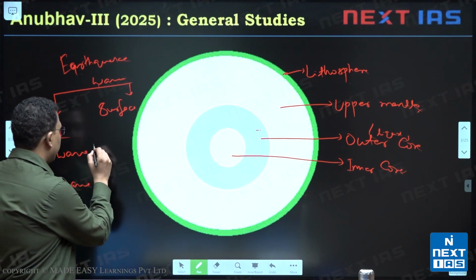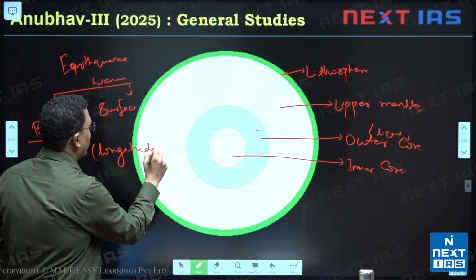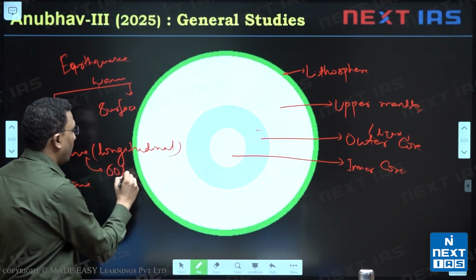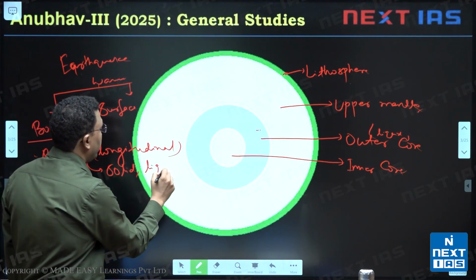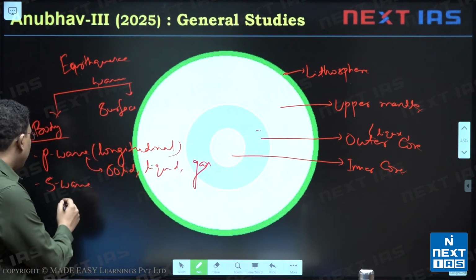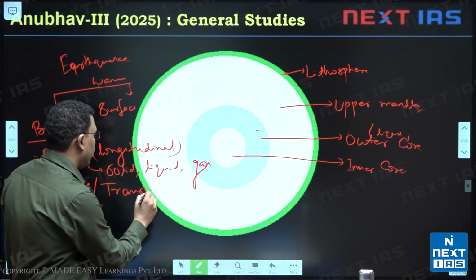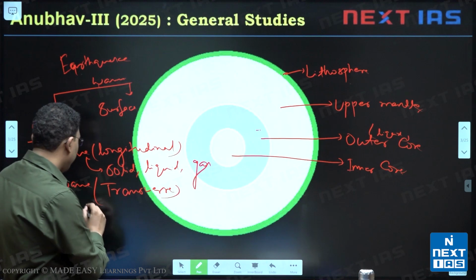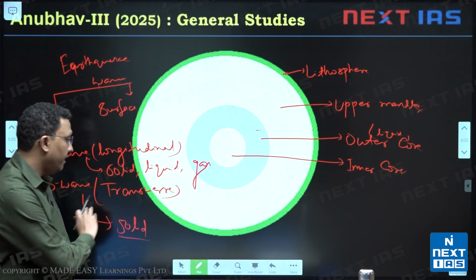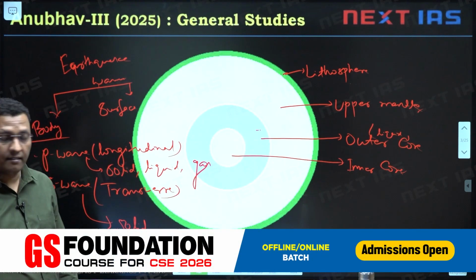P wave is basically a longitudinal wave, so it can travel in solid, liquid as well as gas, right? On the other hand, S wave is a transverse wave, so it can travel only in solid, not in liquid and gas, right? S wave cannot travel in liquid and gas, right?